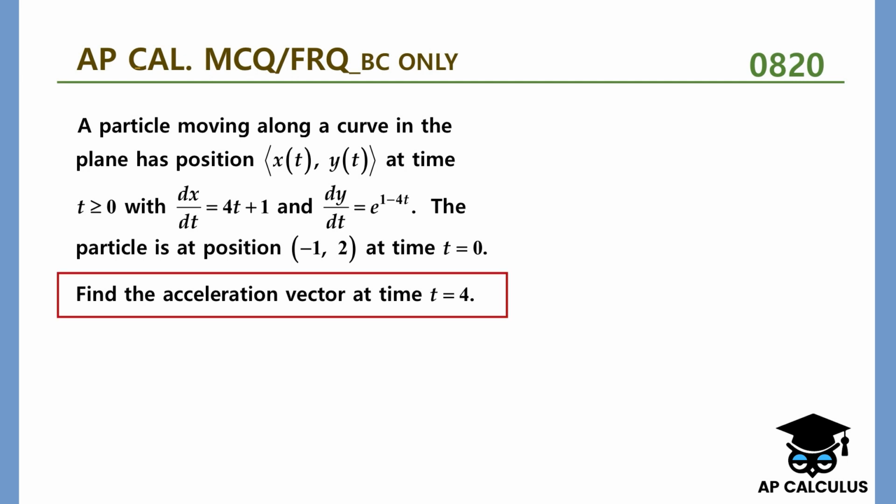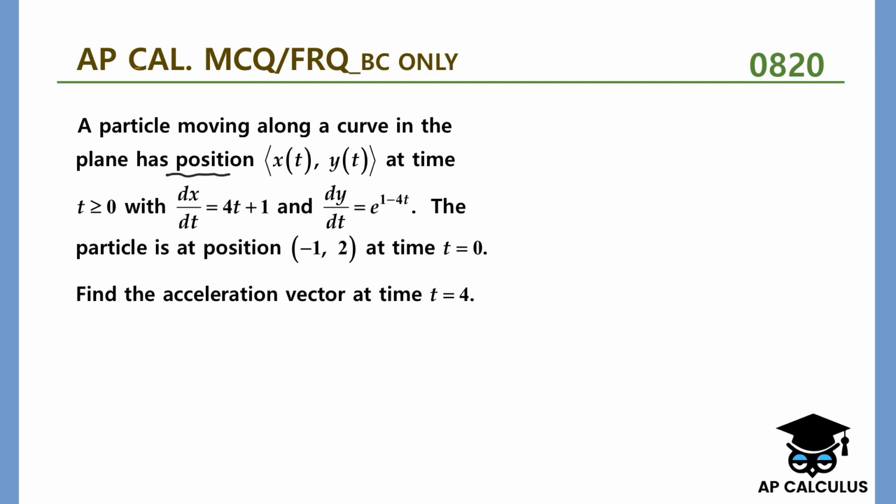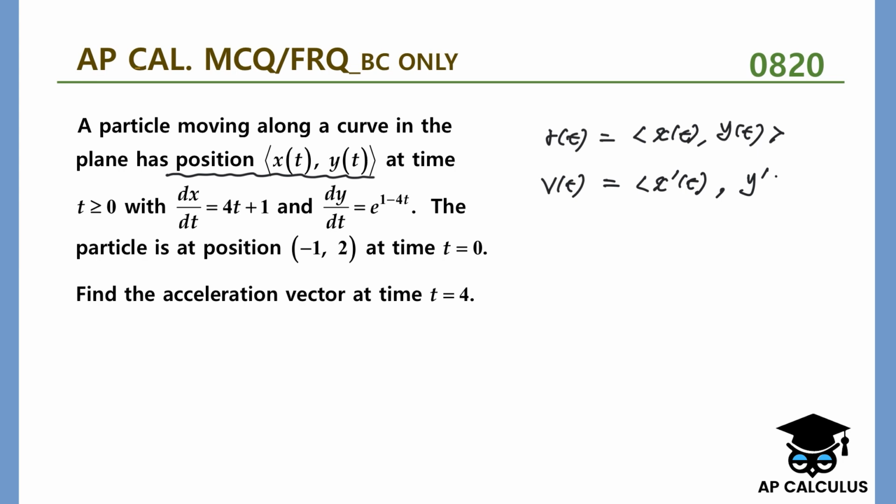Question 820. Find the acceleration vector at time t = 4. Okay, this is so easy. Here we have a position vector. Let's say position is r, so that's x(t), y(t). Then our velocity vector is x'(t), or dx/dt, and y'(t), or dy/dt. Here dx/dt is x'(t), and dy/dt is y'(t).